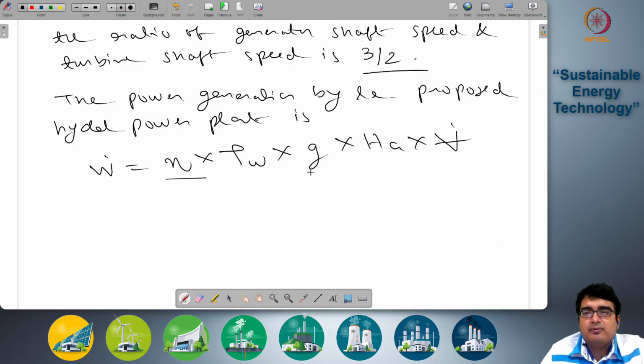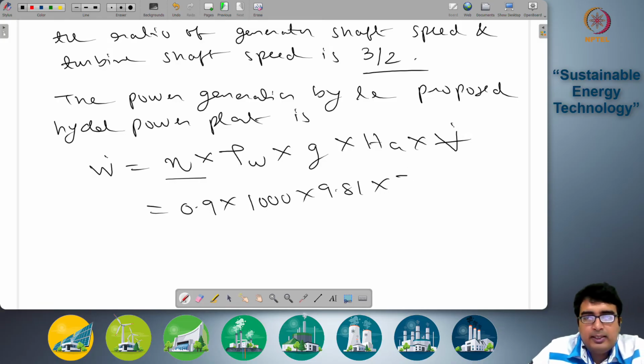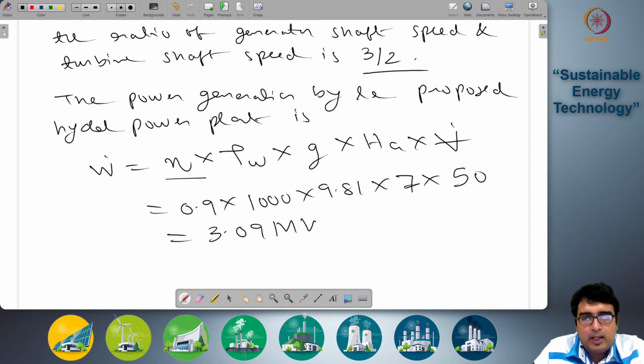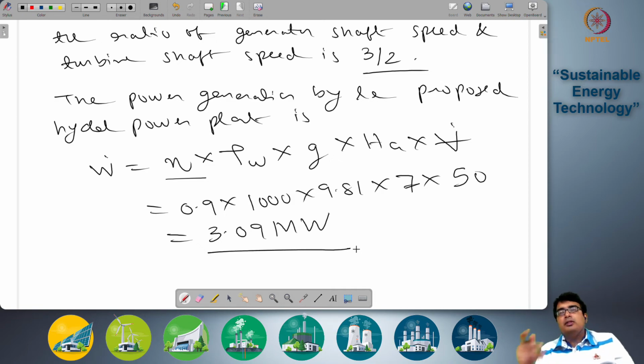Okay, so this is the mass flow rate into the total potential energy available of water, and this is the overall efficiency. So overall efficiency is 0.9, density of water is 1000, G is 9.81, available head is 7, and volume flow rate is 50 meter cube per second. So this gives you, if you multiply all of them together, 3.09 megawatts. Okay, so this is the expected electricity production rate for this hydropower plant.